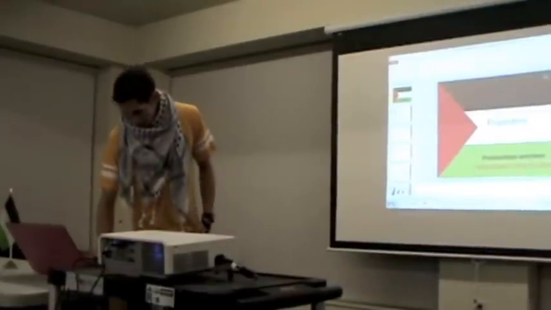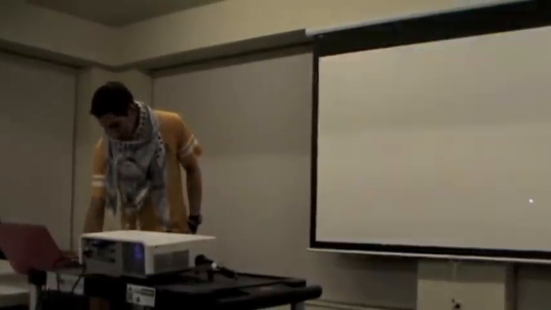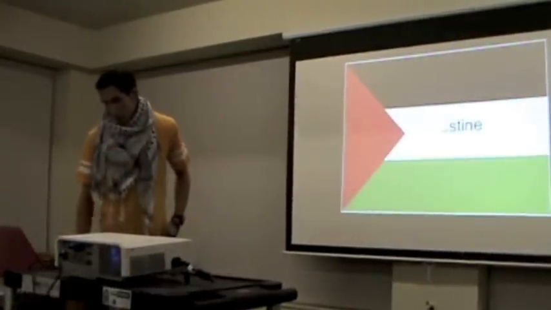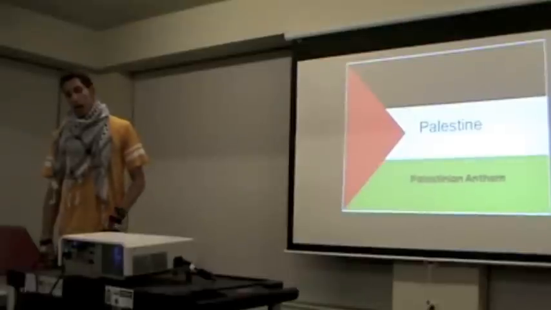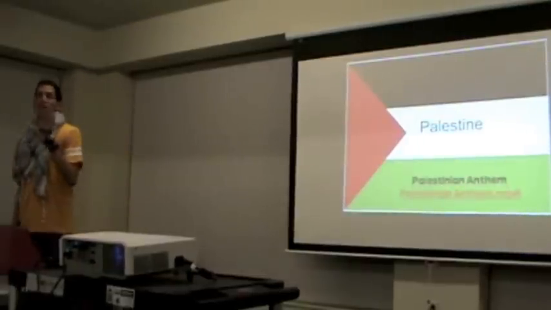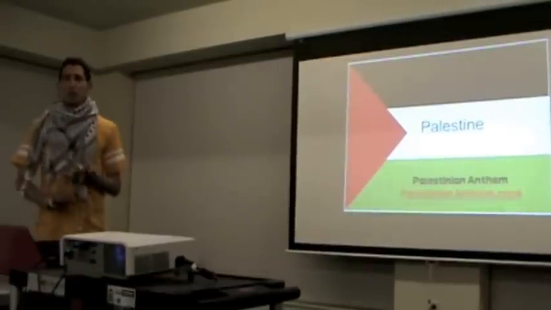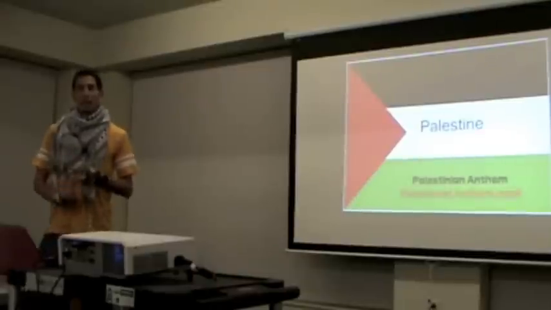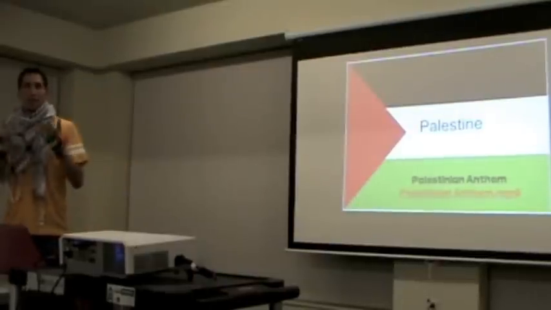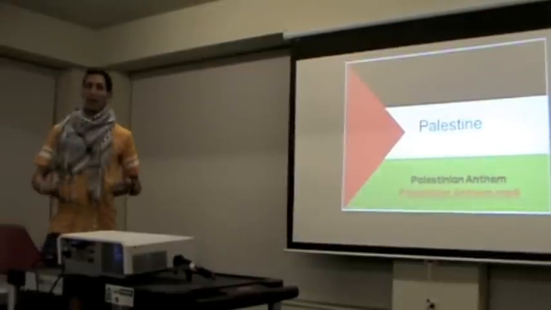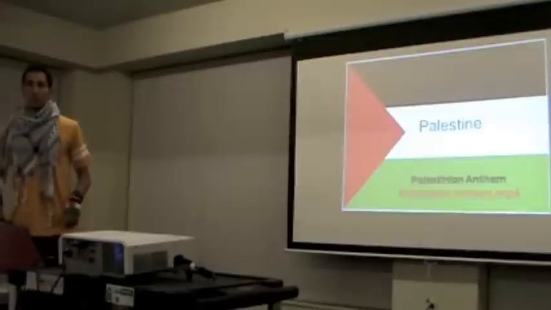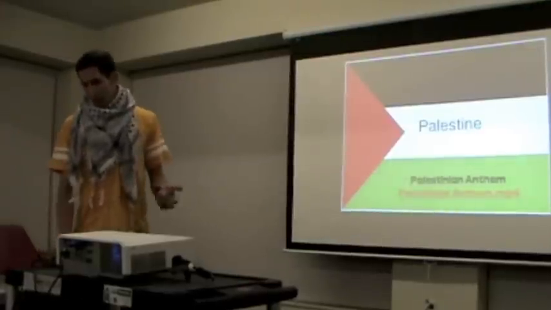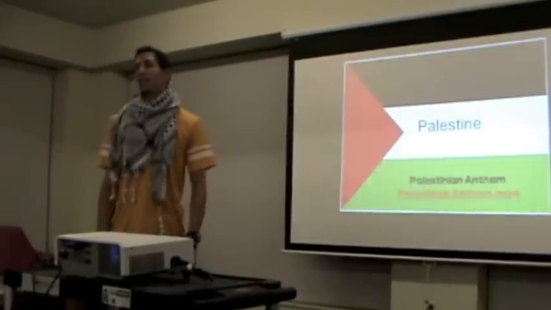Let's start the presentation. In my presentation, I'm going to talk about five main elements. The first one is the political side of Palestine. The second one is going to be culture, dance, clothing, food, and religion. At the beginning, I would like to review the Palestinian anthem.